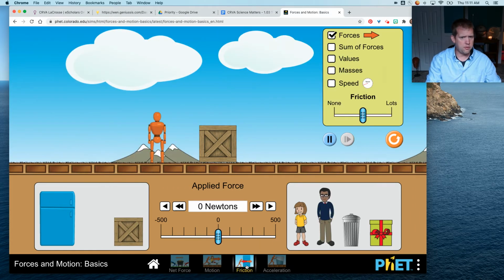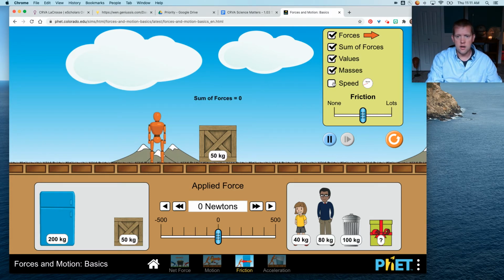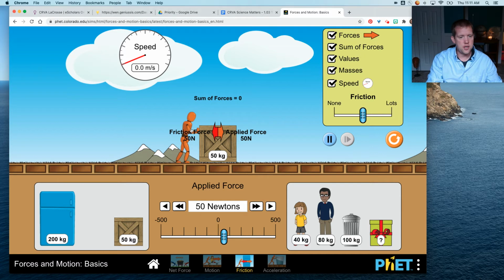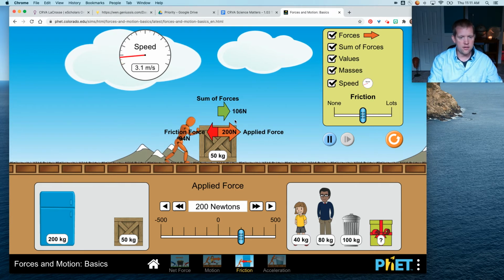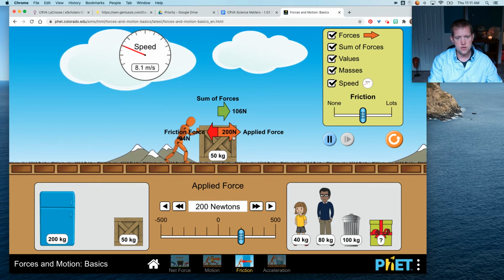If you want to play around with the idea of friction, we can come here and we can click this on. On this simulation, they use the term sum of forces to help us understand what is a net force. Because you can see here, now that we have friction, even though the guy's pushing, it doesn't always move because we don't have a net force in this case, or what they call a sum of forces. What we need to do is we actually need to overcome the applied force needs to be bigger than the frictional force.